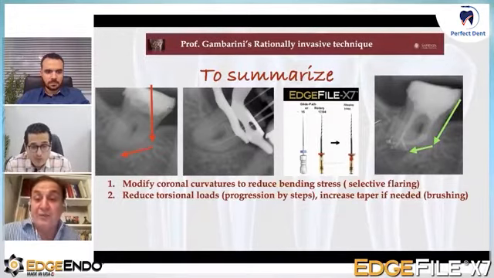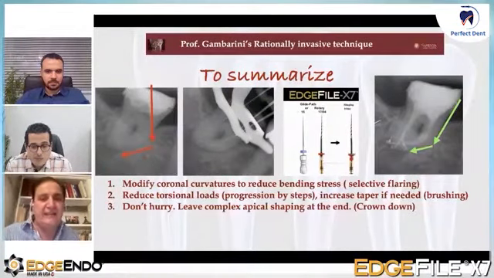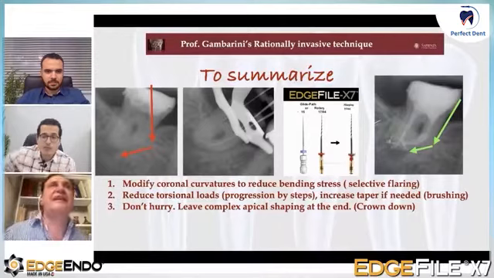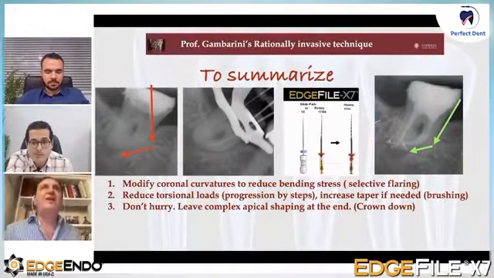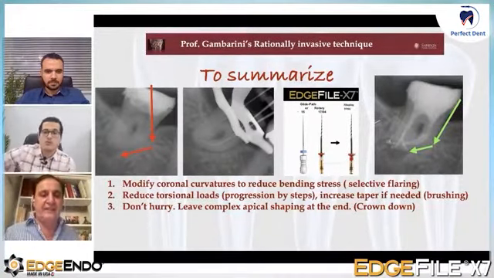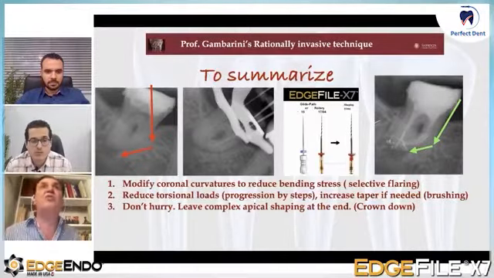So I increase taper if I need, and obviously I need to brush if the canal is more elongated, and I don't hurry. I first enlarge the coronal and middle part, and then I leave the complex apical shaping to the end. And the reason why I do this is because the apical curvature, I cannot modify it.